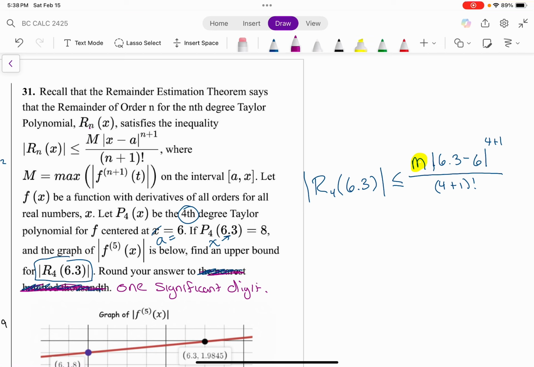If we look at what our theorem says, M is the maximum of the absolute value of the n plus first derivative, over here it would be the fifth derivative. Okay, you could use t or x in this case, but we'll just use t on the interval. So a to x would be 6 to 6.3 in our case.